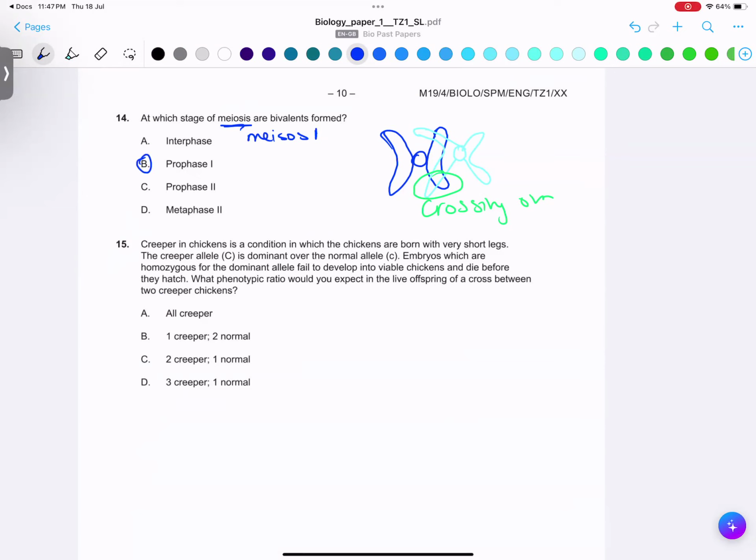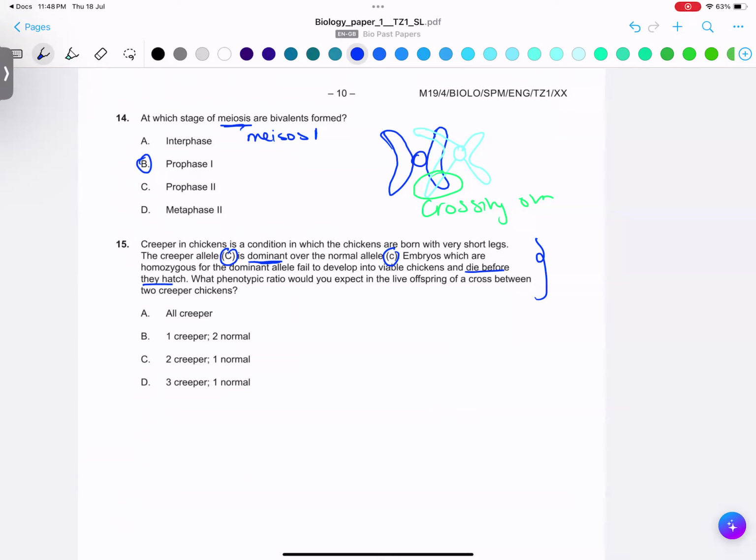Okay. Creeper in chickens is a condition in which the chickens are born with very short legs. The creeper C allele is dominant. Okay, dominant. And they also gave us this: embryos which are homozygous for the dominant allele fail to develop into viable chickens and die before they hatch. Die before they hatch. When they give you a really long paragraph like that, guys, just make sure you read it all in order to get all of your information, annotate, because really it's also about the grammar, like I emphasize in all of my videos.